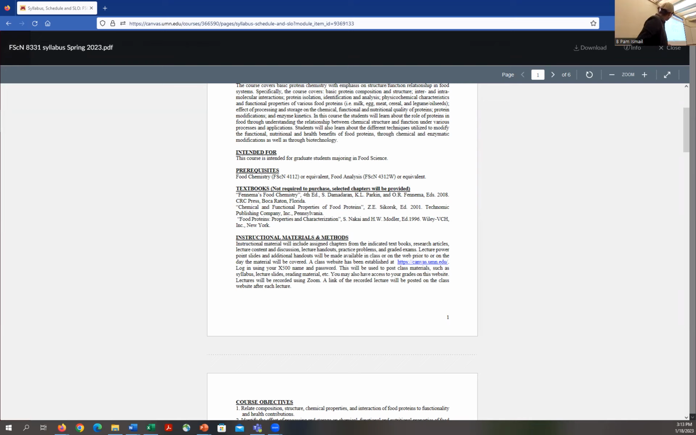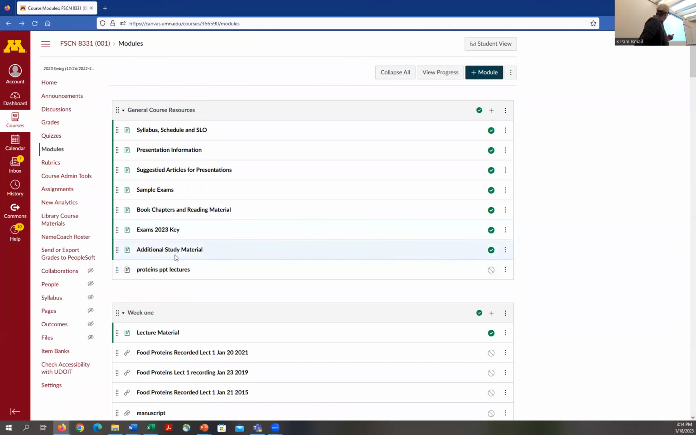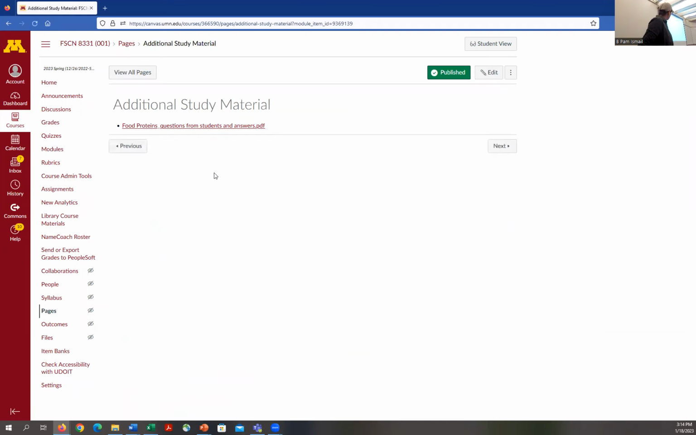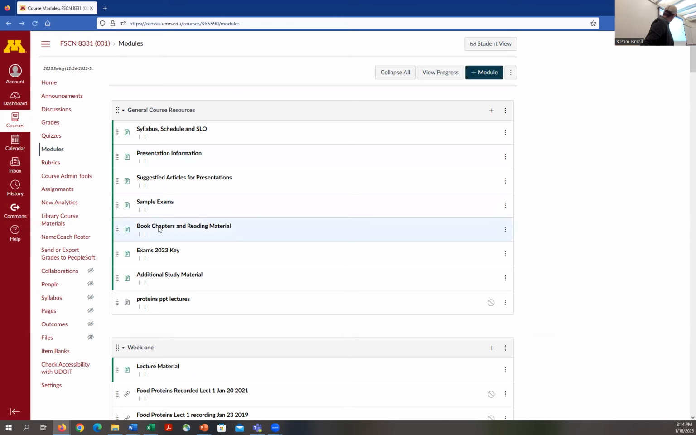But anyway, the instruction material is whatever I cover in class, so your slides, as well as the reading material associated with each of the topics. If we go back here, you have book chapters and reading material. If we click on that, you'll find with every topic... no, that's additional study material. Okay, no, that's not what I wanted. I wanted this one.